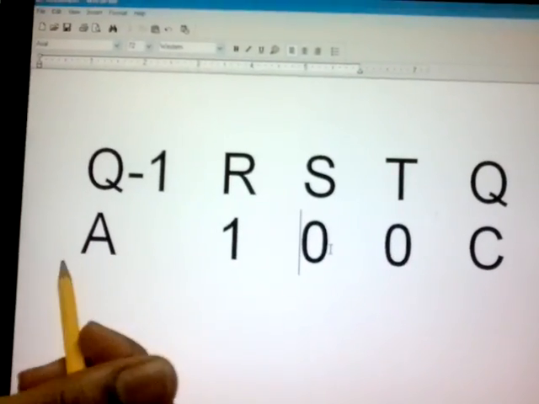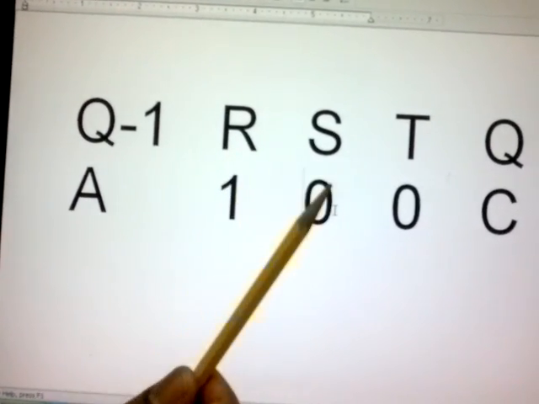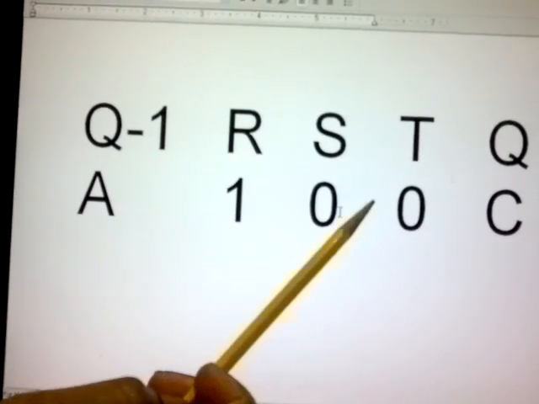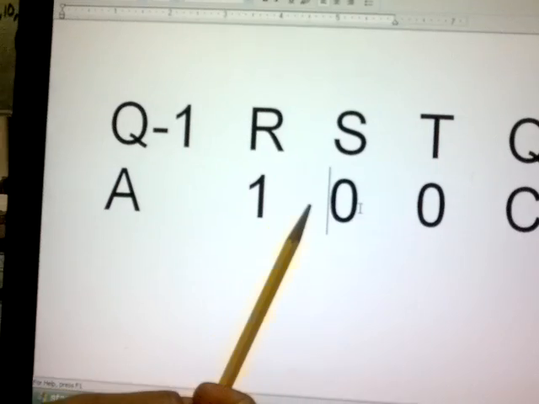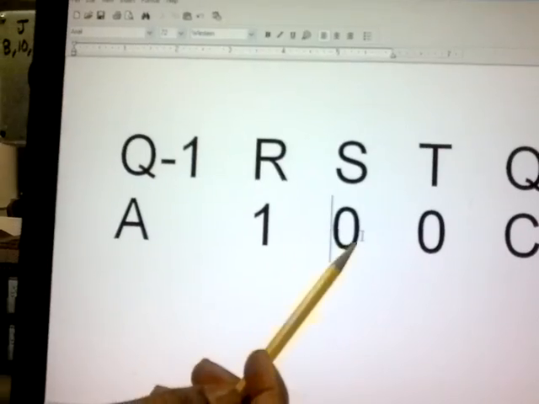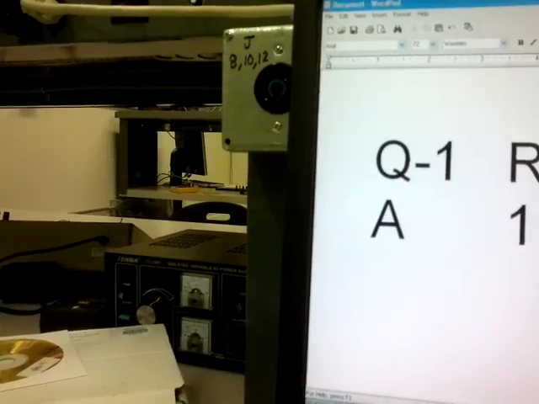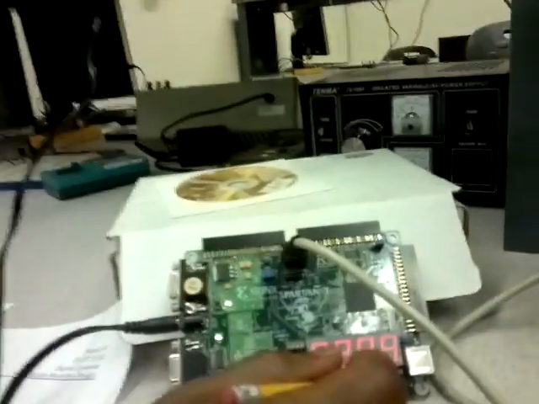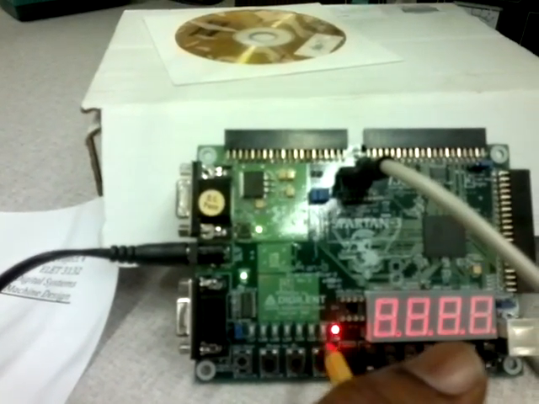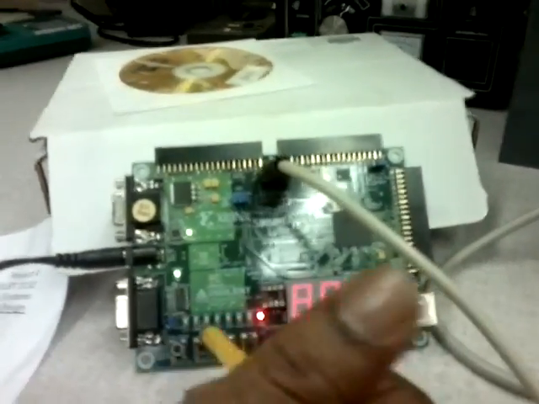Okay, back to C. From A to C we have R being 1, S being 0, and T being 0. Here the most important input is S. When S is 0, we go back from A to C. And over here we have R being 1, S being 0, and T being 0, and we got the LED flicker in between A and C.